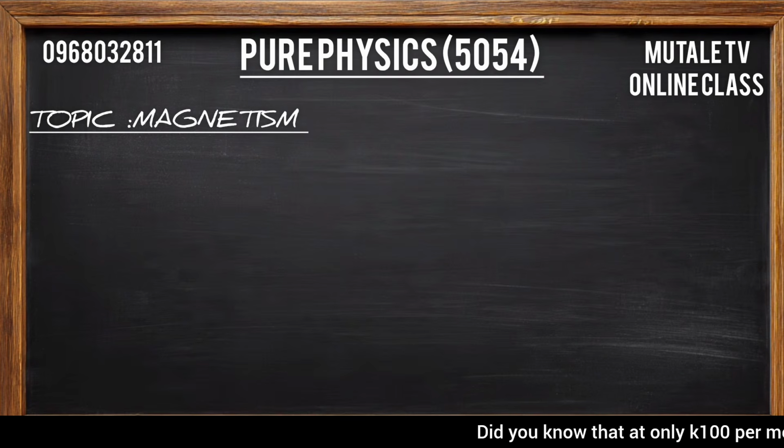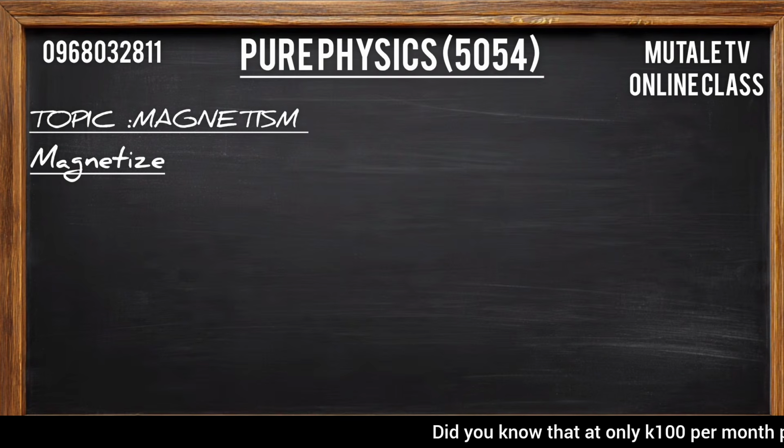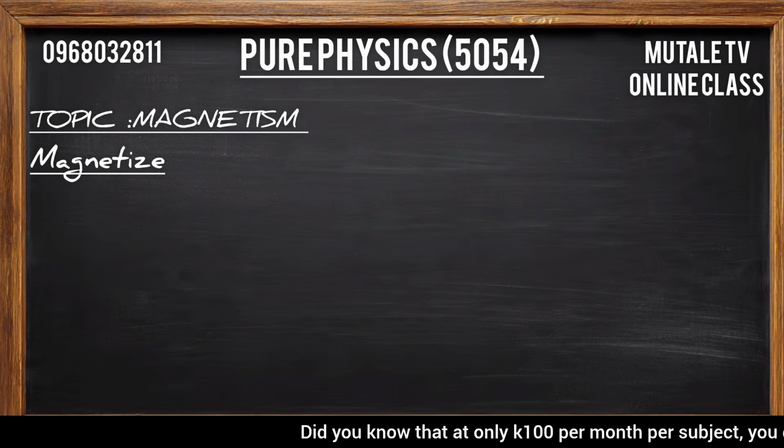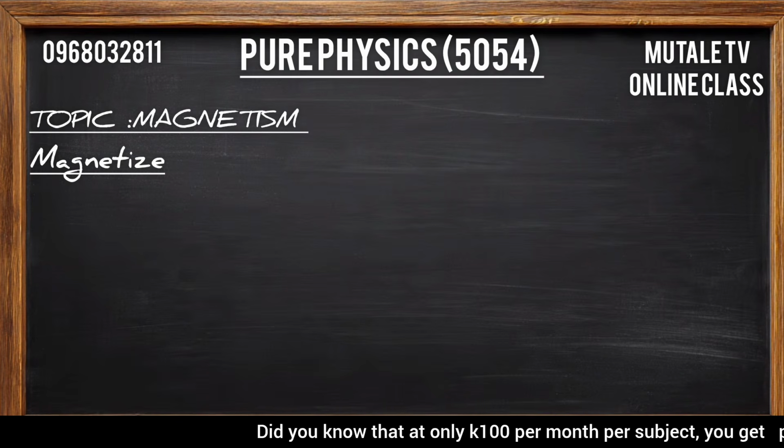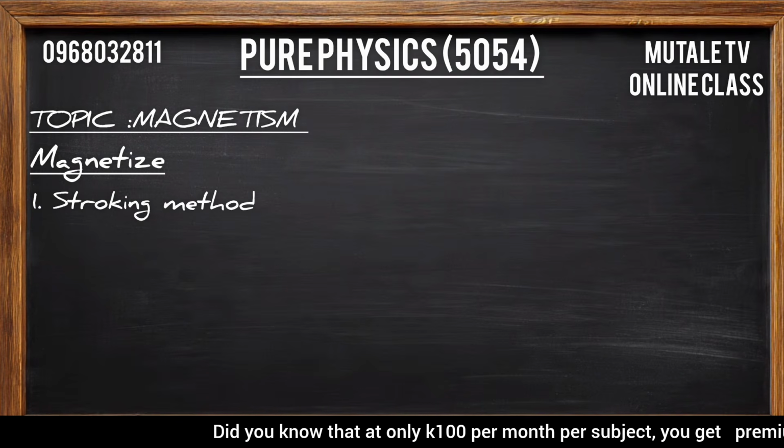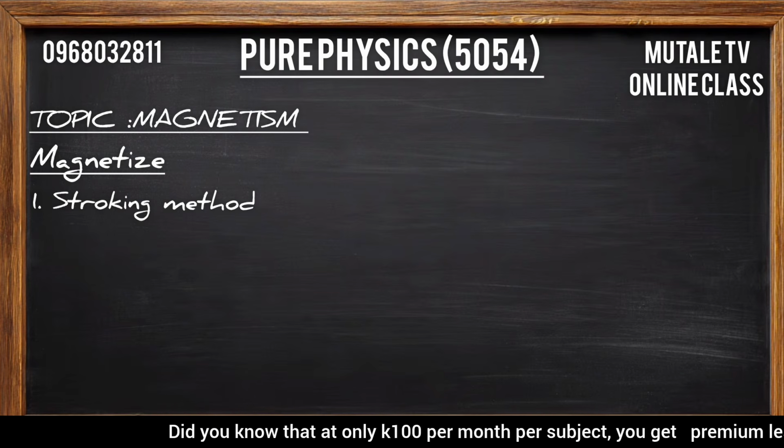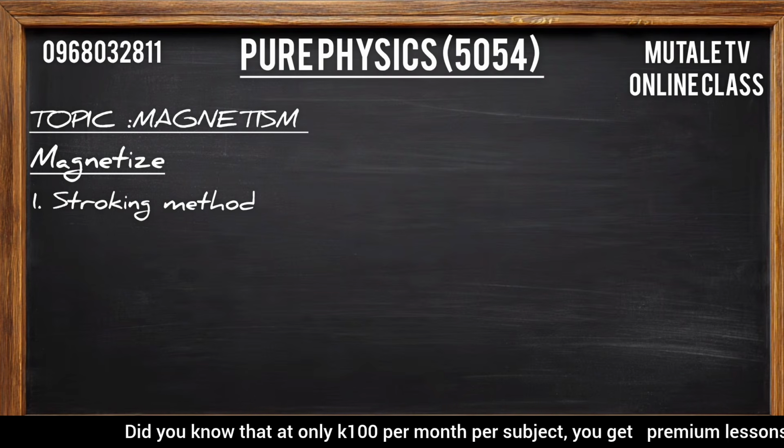Now let's look at magnetization. So how do we make a permanent magnet, how do we magnetize a hard magnetic material? How do we make it magnetic? First, we have the first method, which is called the stroking method.